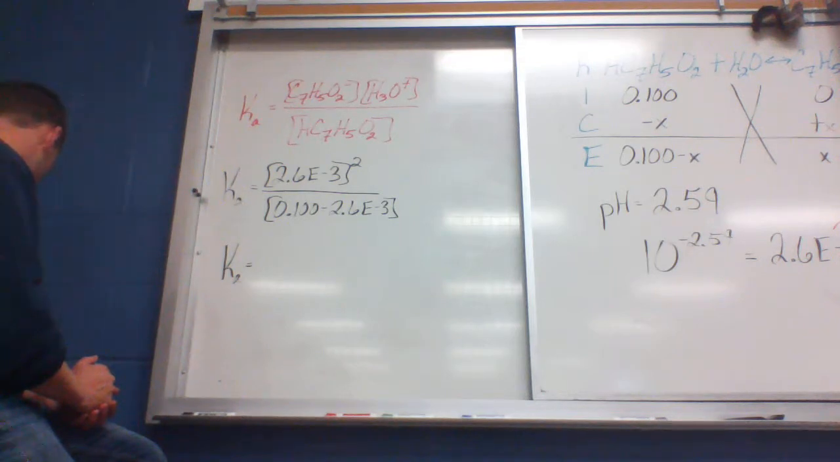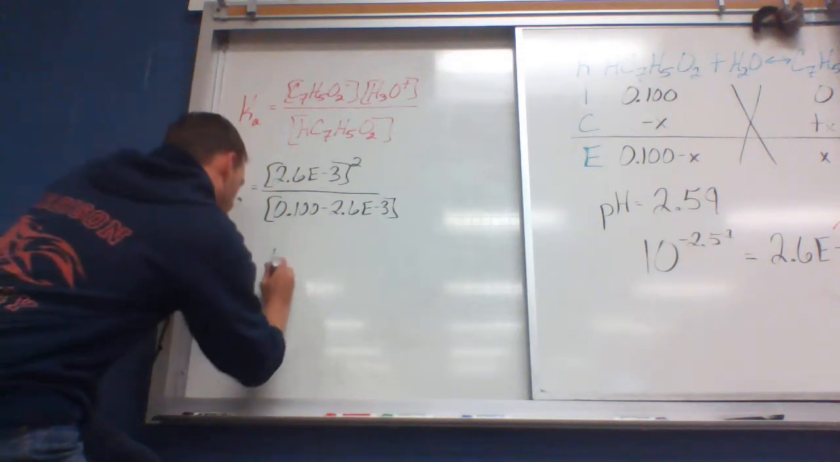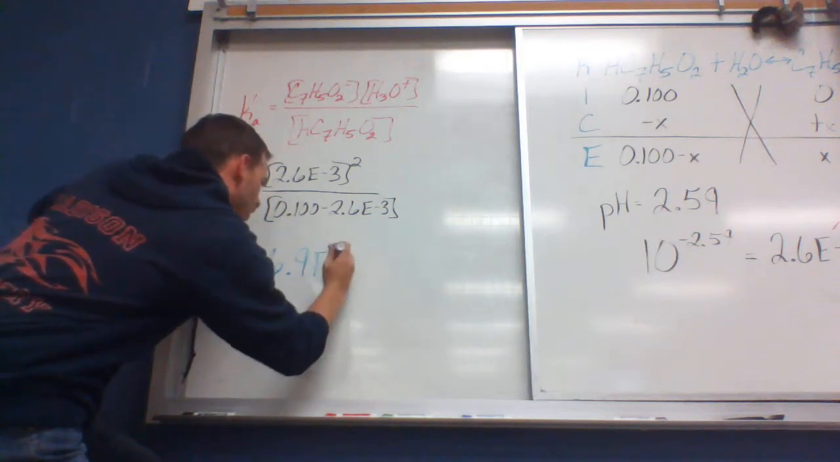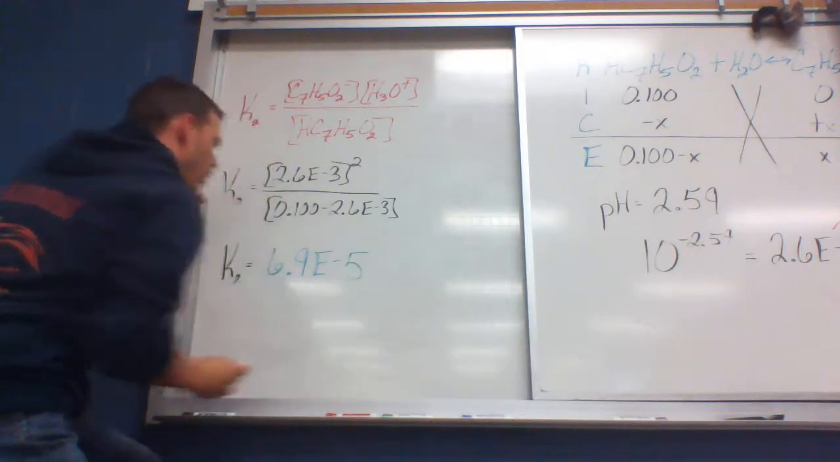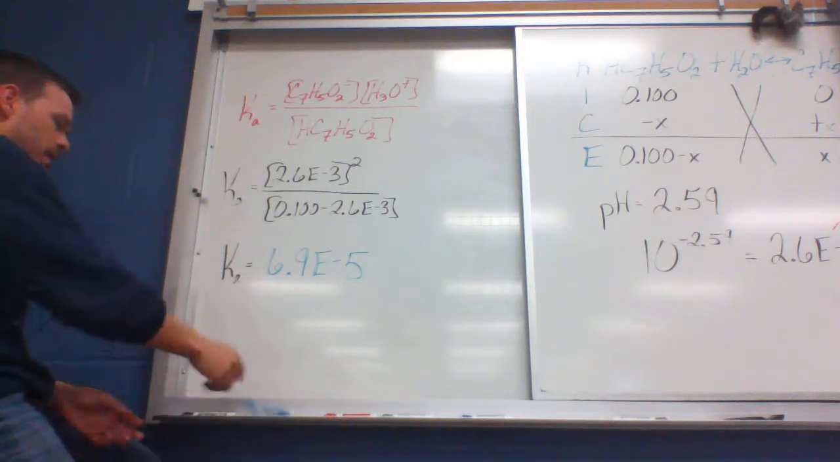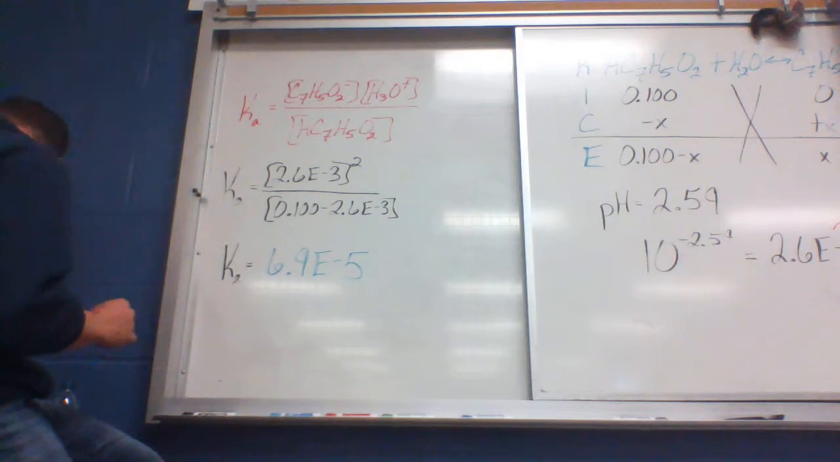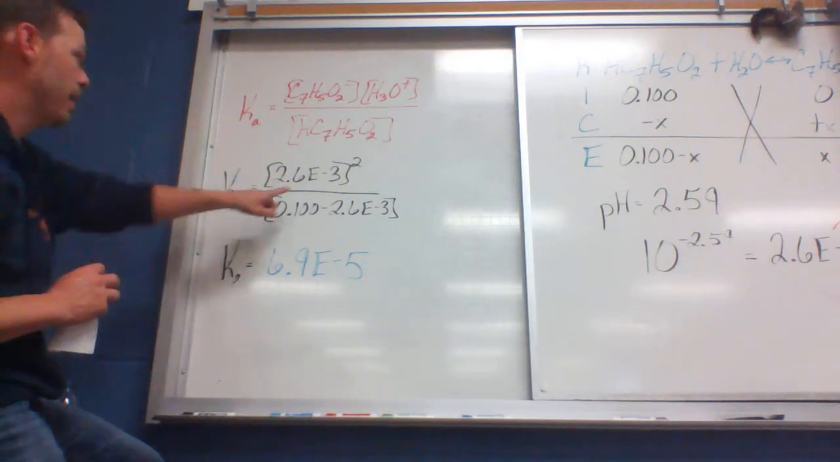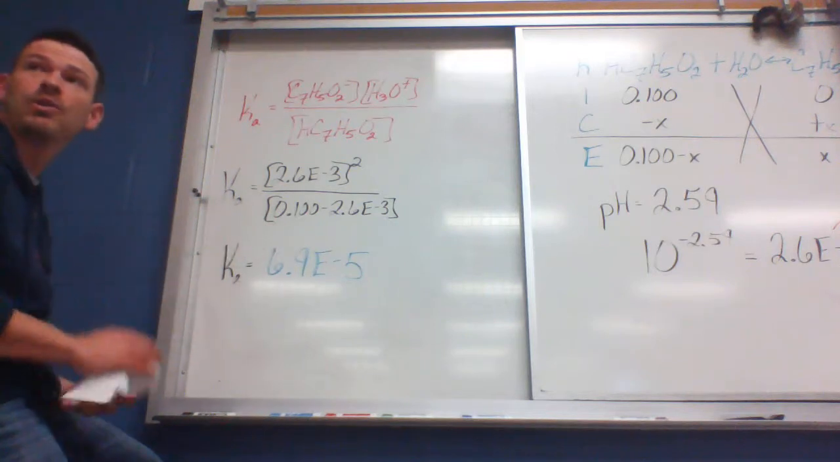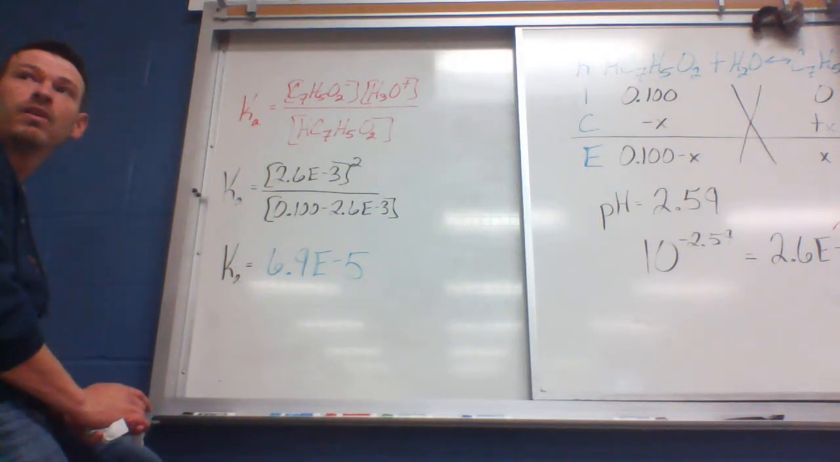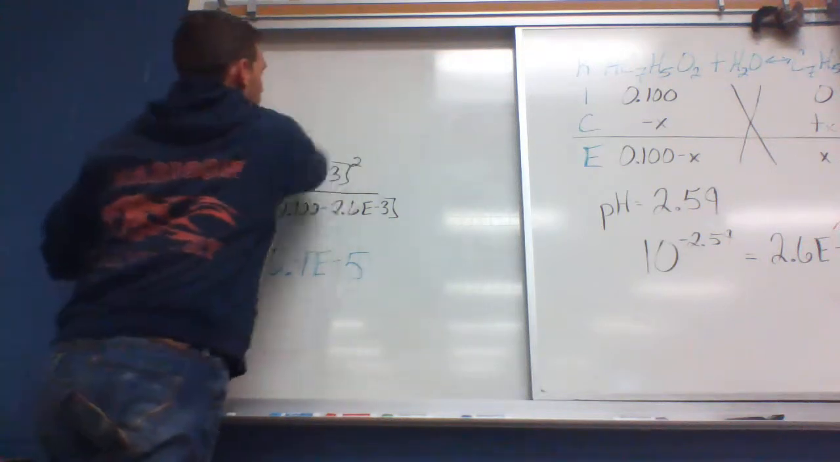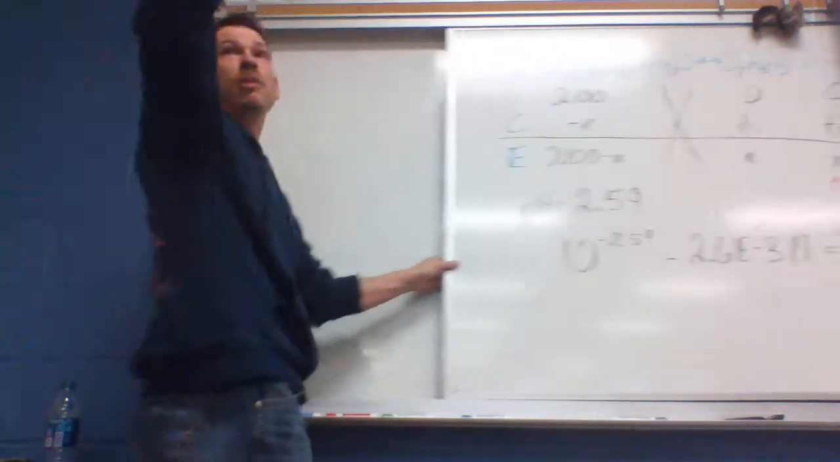Do you get 6.9 E negative 5? Yes. What are the units of K? Nothing. Questions before I erase? Yes, I mean, it's this number squared divided by the difference of those. Okay. All right, you can move to the next one.